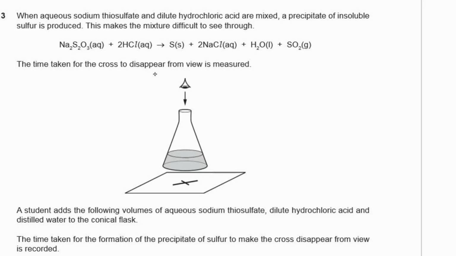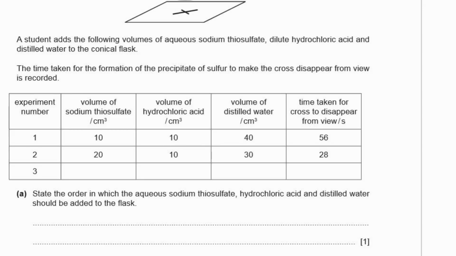The time taken for the cross to disappear from view is measured. This is a classic clock reaction. A student adds the following volumes of aqueous sodium thiosulfate, dilute hydrochloric acid, and distilled water to the conical flask. The time taken for the formation of the precipitate of sulfur to make the cross disappear from view is recorded. So it adds a certain amount of sodium thiosulfate, a certain volume of hydrochloric acid, and a certain volume of distilled water. If you notice, 40 plus 10 plus 10, that's 60. 30 plus 10 plus 20 is 60. So these all have to add up to 60.